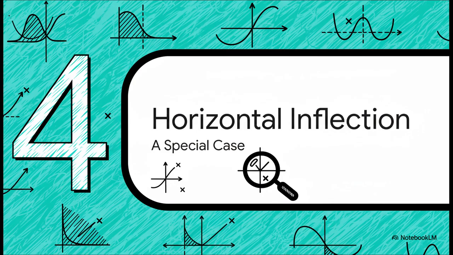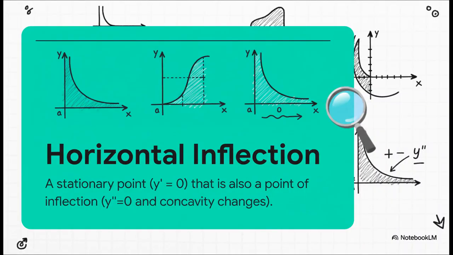All right, now for something really cool, a special case. What happens when a point of inflection shows up at the exact same place as a stationary point? This is where it gets interesting. This is what we call a horizontal point of inflection. It's this amazing point where the curve does two things at once. It momentarily flattens out, so the slope, or y prime, is 0. And at that exact same instant, it also switches its bend, which means y double prime is 0, and it changes sign. It's like the ultimate multitasker of the calculus world, doing double duty.